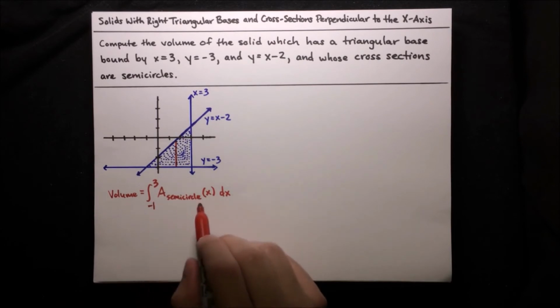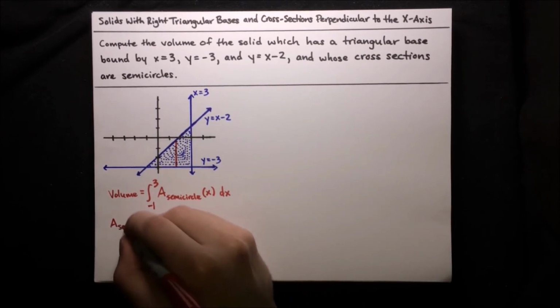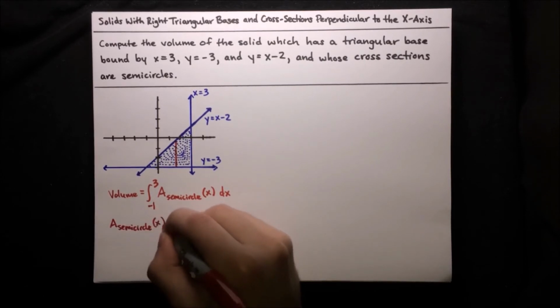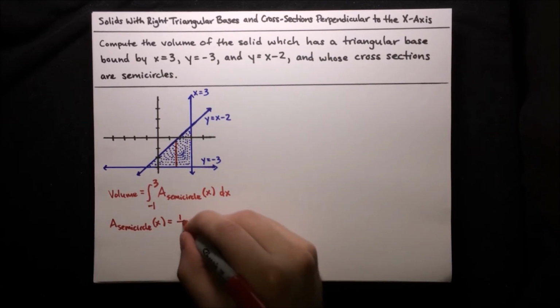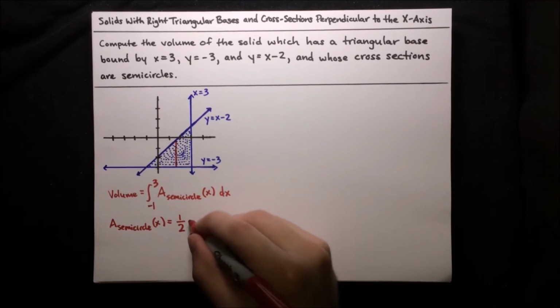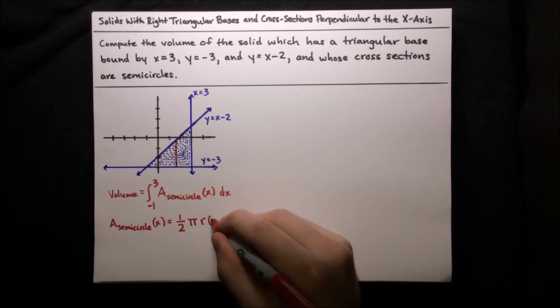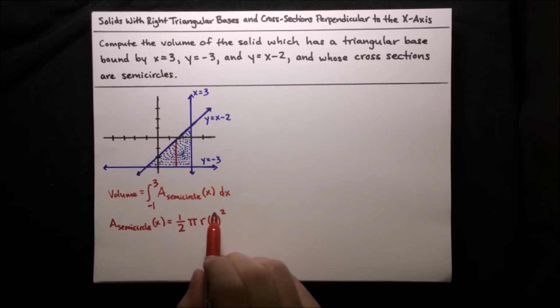Now, what is the area of a semicircle in terms of x? Let's write that down. A semicircle as a function of x, what does that equal? Well, we know from geometry that we can simplify the situation a bit. What's the area of a semicircle? Well, that's just a half the area of a circle, and the area of a circle is given by pi times radius squared. So pi, we need to find the radius as a function of x, and then stick it in this formula, and then we'll be able to compute the integral.